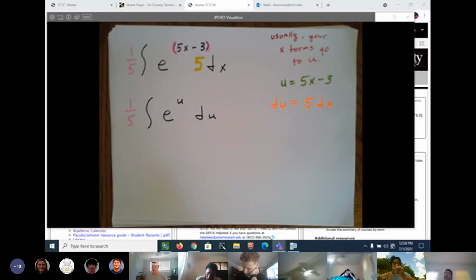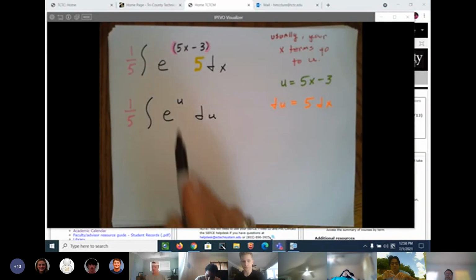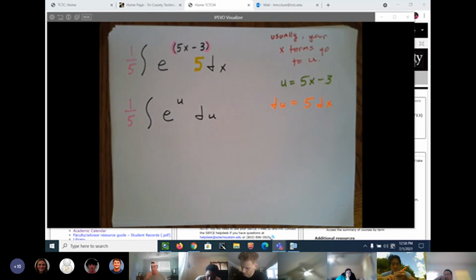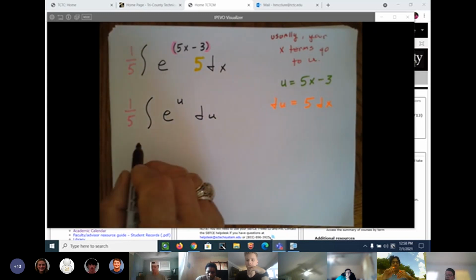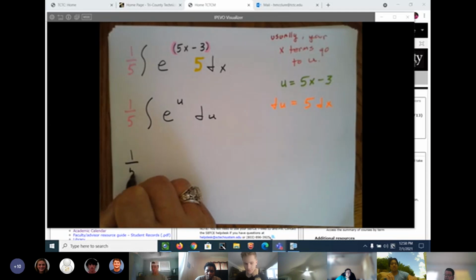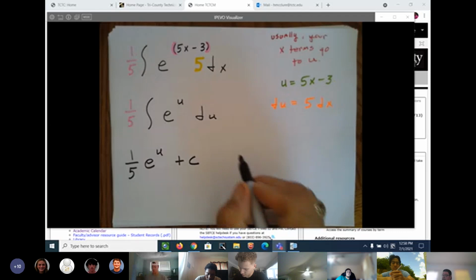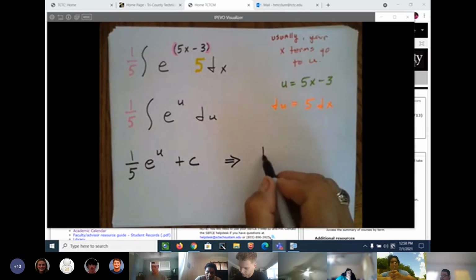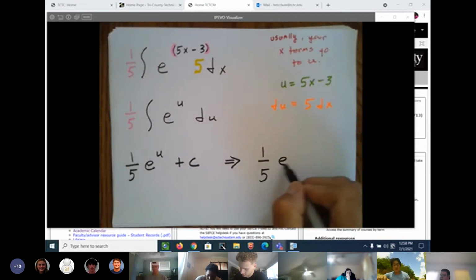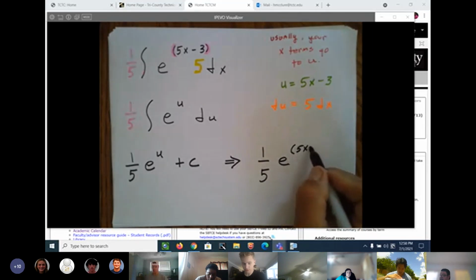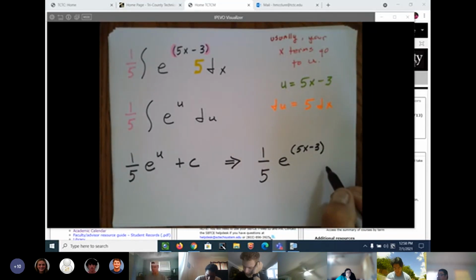And what is the antiderivative of e to the u? It's the easiest antiderivative and derivative to do in calculus. What is the antiderivative of e to the u? E to the u. So my partial answer is 1/5 e to the u plus c. And now what? 1/5 e to the 5x minus 3 plus c.